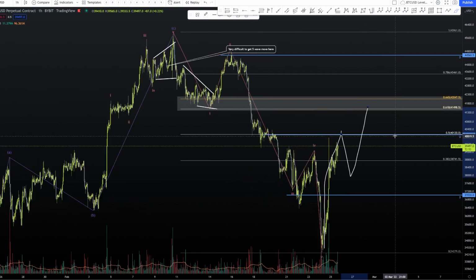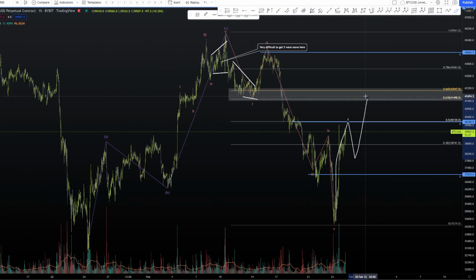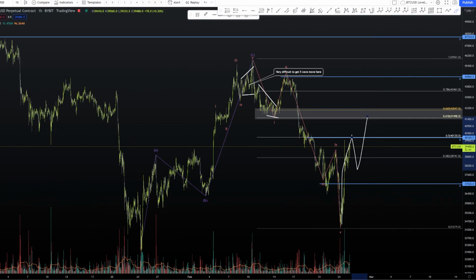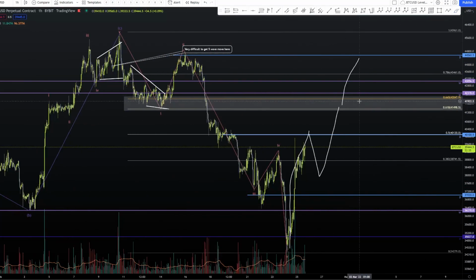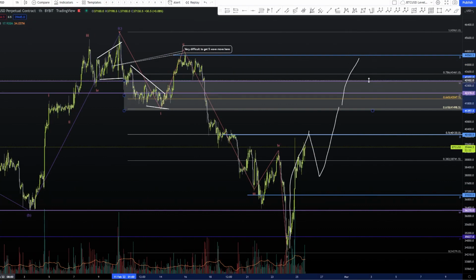Now, if this is a wave C, we might top out right here. This is a pretty strong level of resistance to be looking out for. So that would be what I'm looking out for. But if we go above that, we could be looking for perhaps this daily level up here. Let's see what else we have. We have these weekly levels here. So we could extend this zone even a little bit more, maybe even up here.